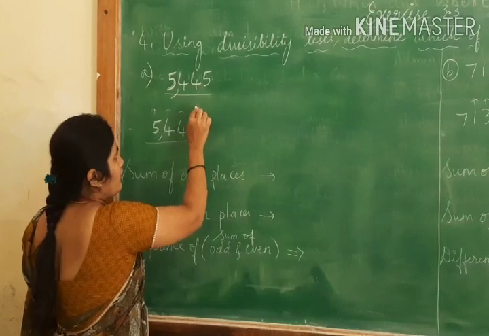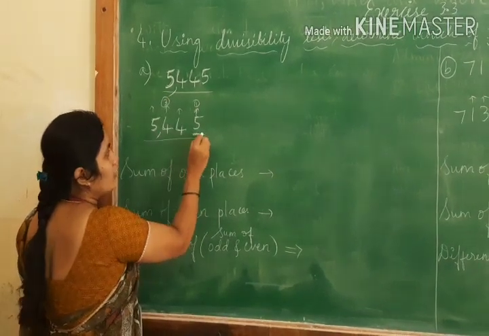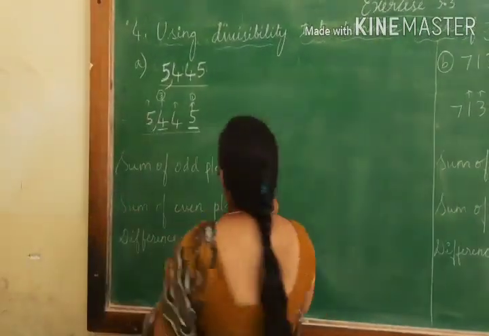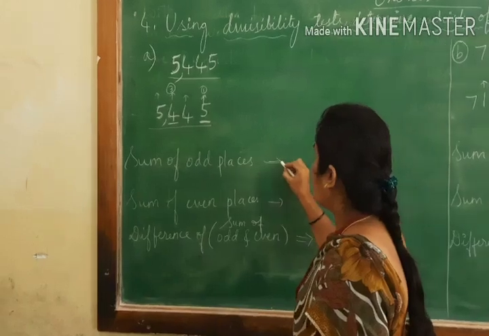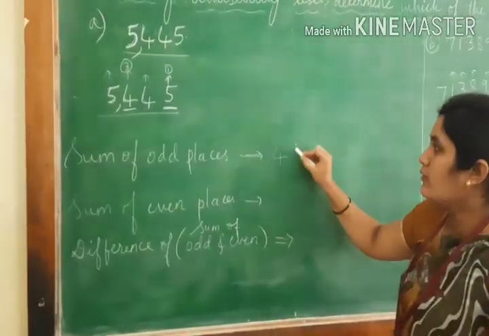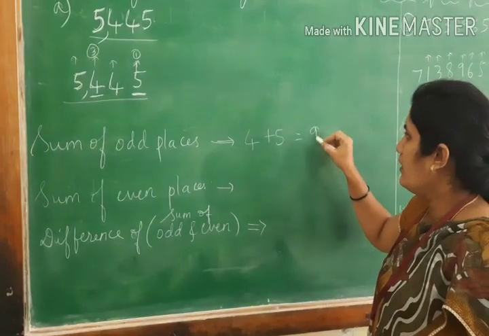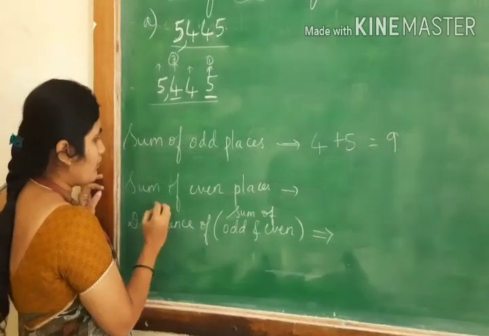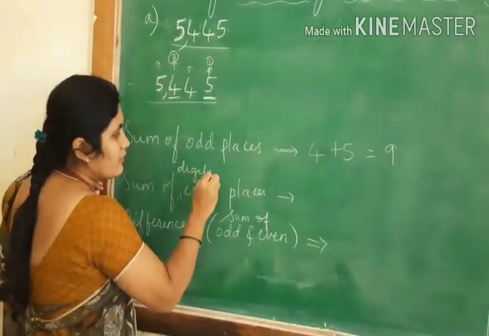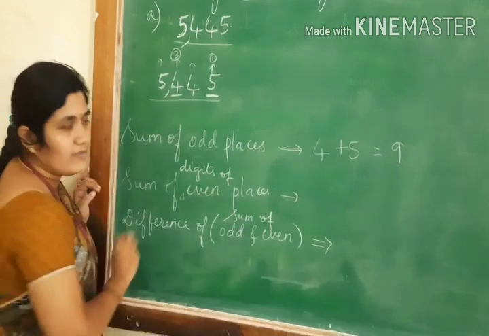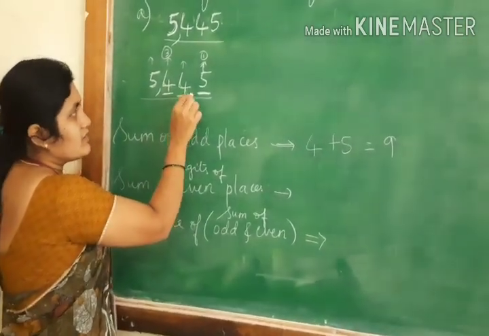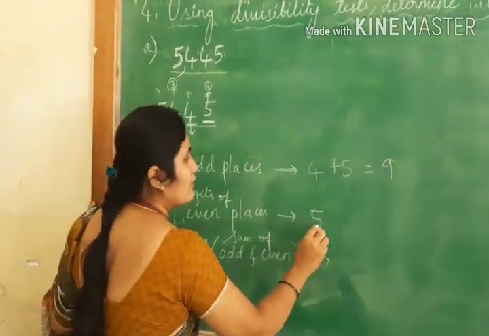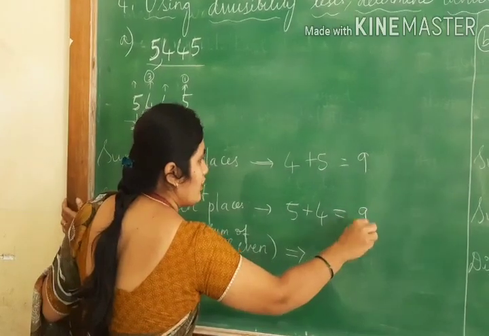Odd places are 1, 3. Here we have two numbers, that is in ones place and hundreds place. Add the digits. Sum of odd places: the numbers in odd places are 4 plus 5, that is 9. Now let us move on to the sum of digits in even places. Second place, this is tens place. Fourth place, that is thousands place, that is 5 plus 4 gives you 9.